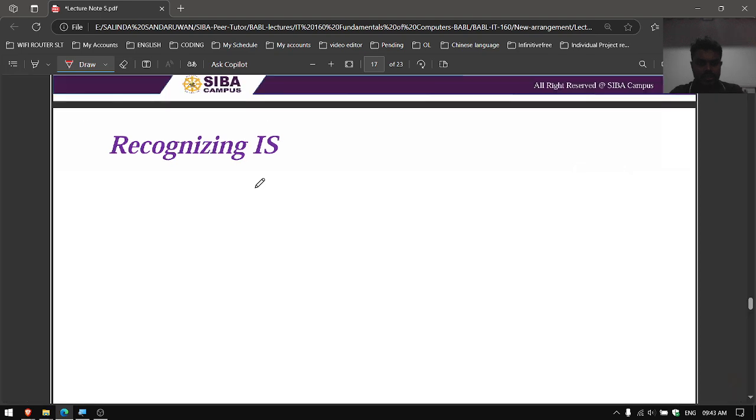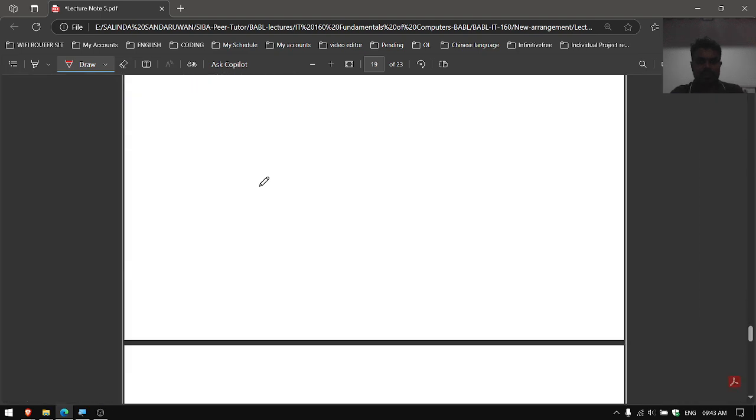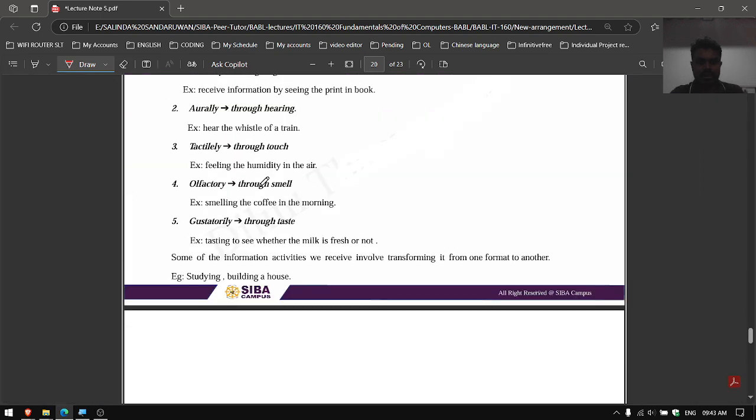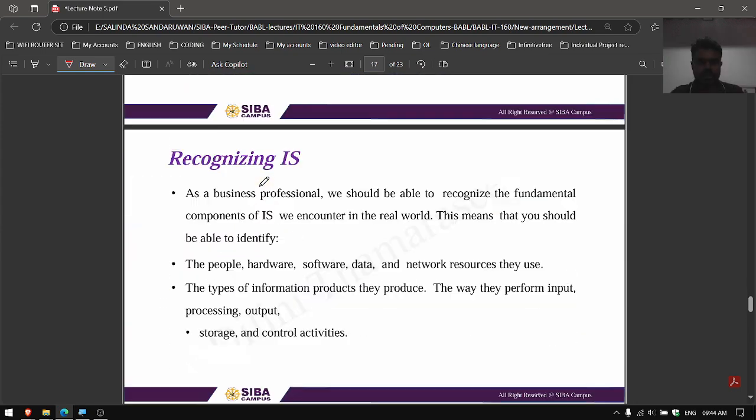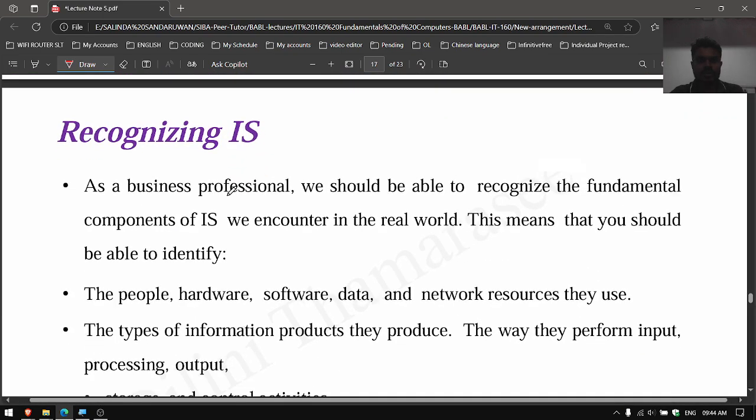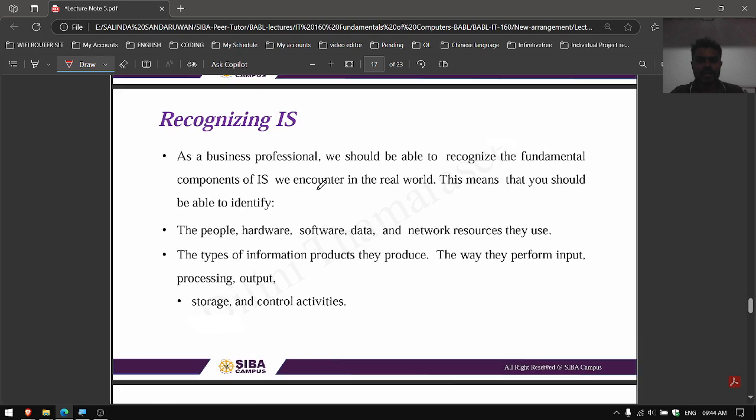And recognizing IS, right? As a business professional, we should be able to recognize the fundamental components of IS: people, hardware, software, likewise, and the types of information products they produce, the way they perform input, process, output.